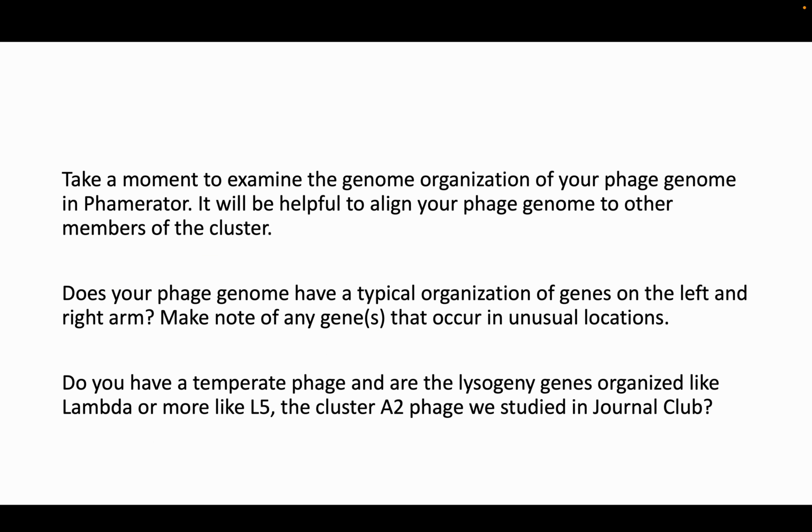Take a moment to examine the genome organization of your phage genome in Famrator. It will be helpful to align your phage genome to other members of the same cluster. Does your phage genome have a typical organization of genes on the left and right arm? Make note of any genes that occur in unusual locations. Do you have a temperate phage, and are there lysogeny genes organized like lambda, or more like L5, the cluster A2 phage we studied in Journal Club?